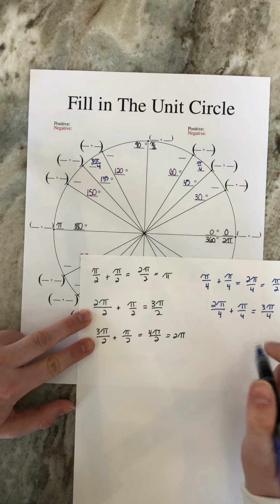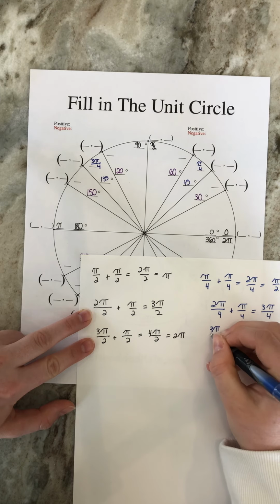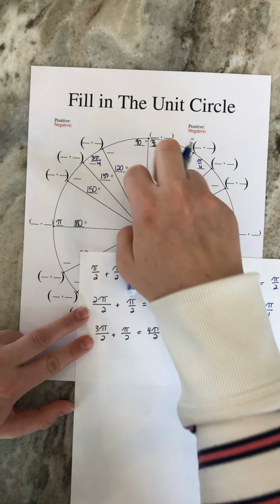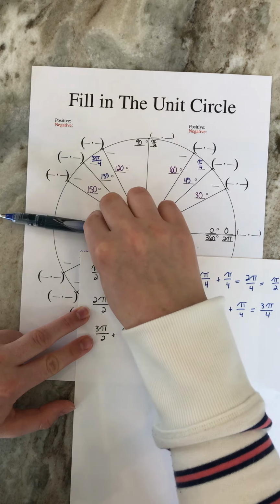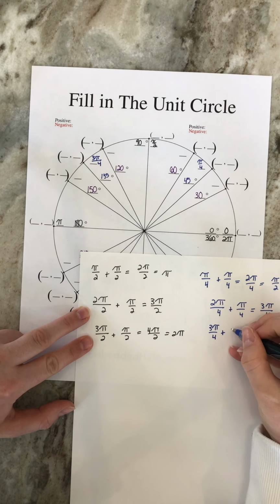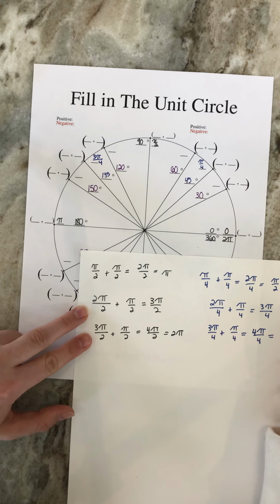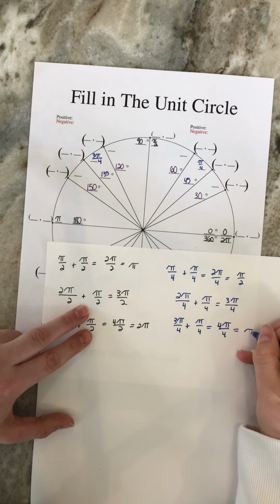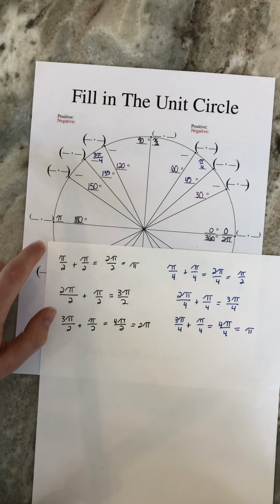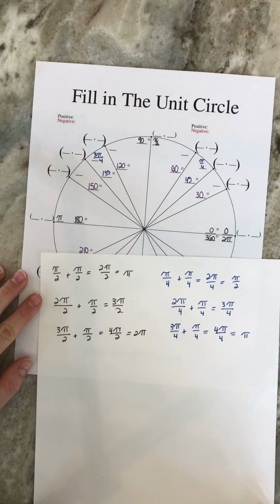If I took that 3 pi over 4 and did another 45-degree rotation from here to here, I would just be adding another pi over 4. That brings me to 4 pi over 4. That simplifies to just pi radians. We've already got that labeled, so that's good. It's all working out so far.